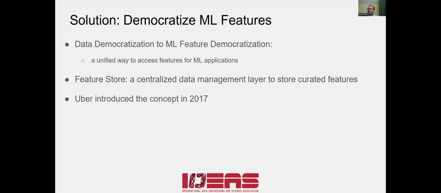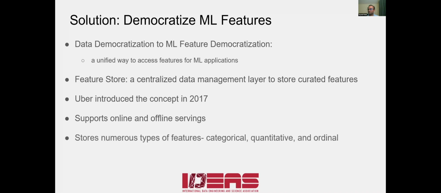Uber realized that many ML modeling problems use identical features, and there is substantial value in enabling teams to share these features between their own projects or teams in different organizations. Feature Store provides services to manage shared features and allow easy access to offline and online servings. Feature Store allows teams to share, discover, and use a highly curated set of features for their machine learning problems. And it contains numerous types of features such as categorical, quantitative, and ordinal.